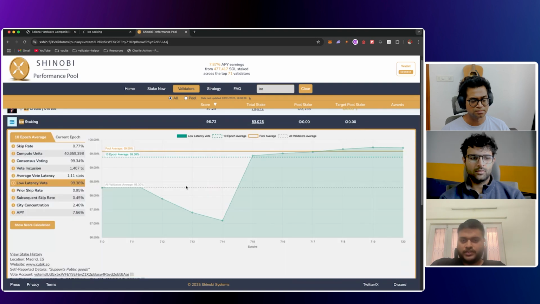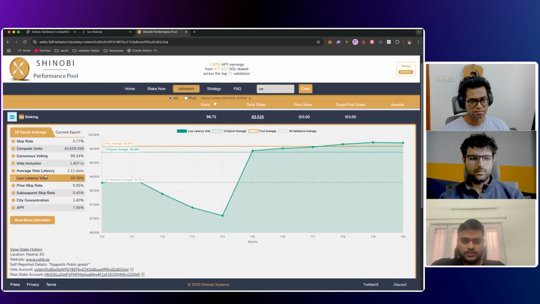So for me also, when I switch hardware, you can see a difference. This is voting latency. This means how much voting I'm doing in an epoch. I'm doing like 99.3% of the time, my node is voting. So you see there's an increase from 97 to 99. This is when I changed hardware.